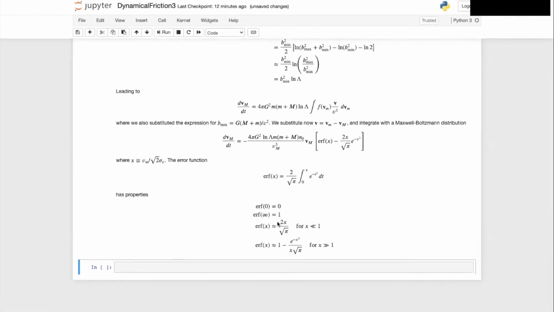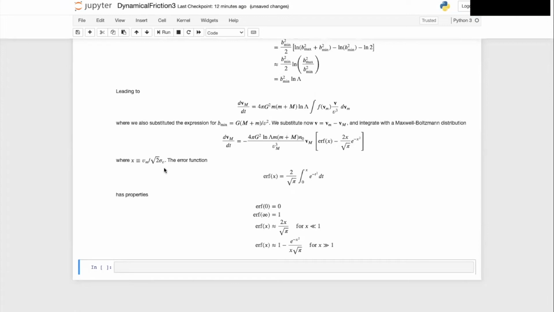Now some of the properties of the error function is that at x equals 0, it is equal to 0. At infinity, it's equal to 1. And for x much, much less than 1, it goes linearly with x. And for x much, much bigger than 1, it goes to 1 following this expression.